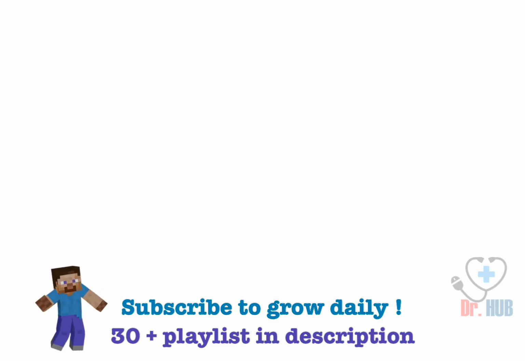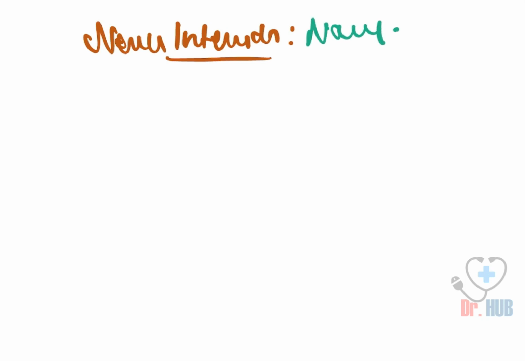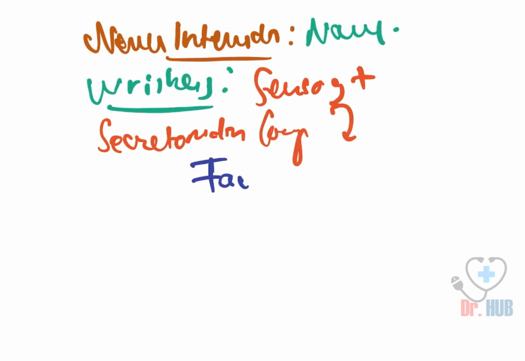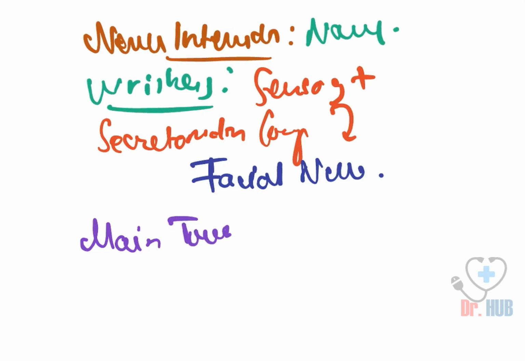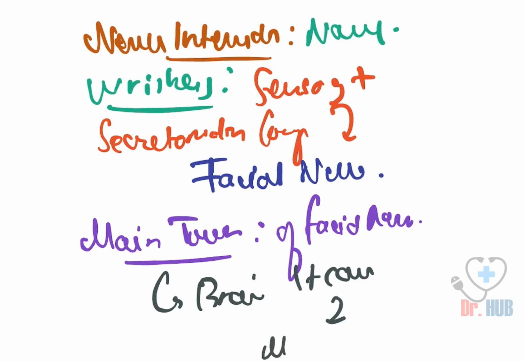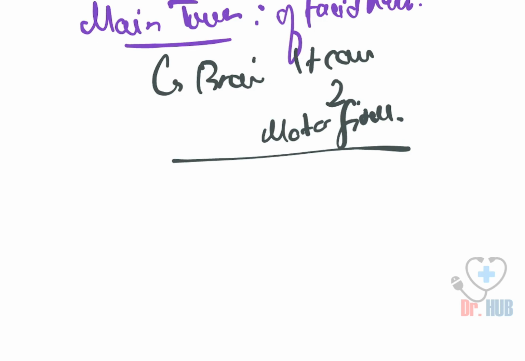Firstly, we need to know that the nervus intermedius is also called the nerve of Würzburg. It is nothing but a sensory as well as secretomotor component of the facial nerve. Next, the main trunk of the facial nerve, as it exits the brainstem, carries only motor fibers. These are some important points to note.